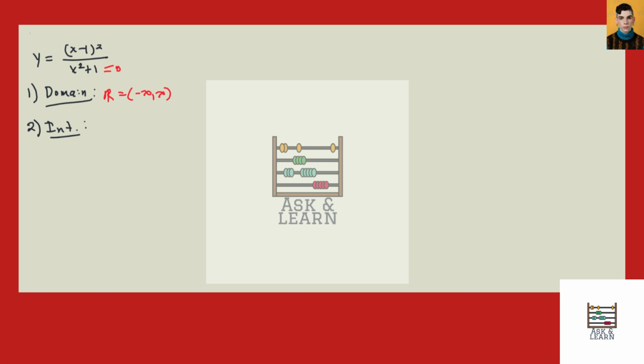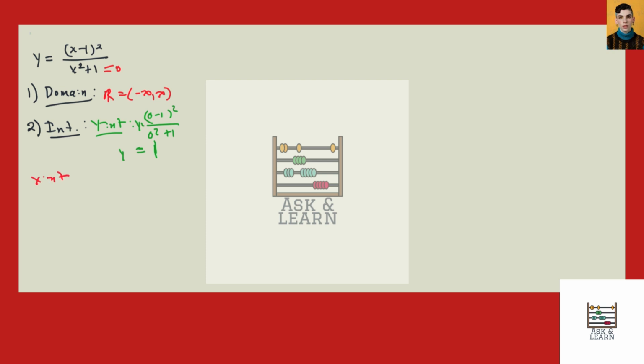So let's first find our y-intercept. So y-intercept is where x is equal to 0. So doing that, we're going to end up getting (0 minus 1) squared over 0 squared plus 1. This is equal to y. So 0 minus 1 is negative 1. Squared is 1. So we're going to have 1 over 1, which is just 1. So y is equal to 1 will be our y-intercept.